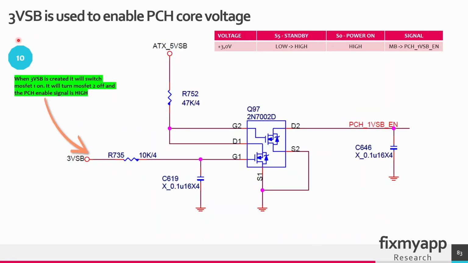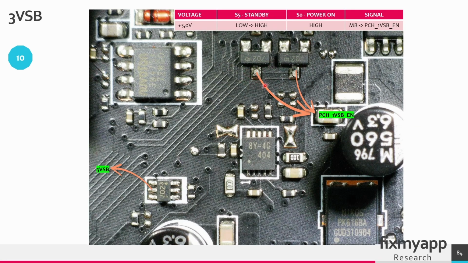When the standby voltage of 3.3V is present, it is used to enable the PCH core voltage. Because the 3.3 standby voltage is present here, it will short this voltage rail, so the gate has no voltage. Because of that, the enable signal that will create the core voltage for the PCH will be high. When the standby voltage of 3.3V is missing, this enable signal will be shorted to ground. On these two transistors, you can find the PCH 1V enable signal.